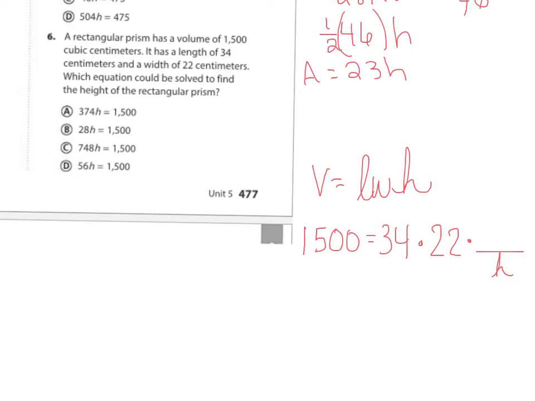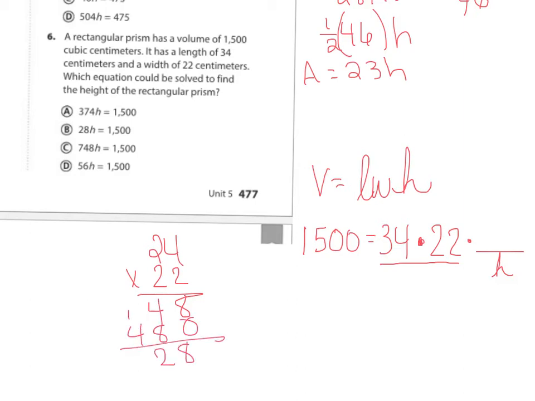So how do you find a missing number in a multiplication problem? We have to divide. Before we divide, let's see how close we are so far. So 24, let's go ahead and do that multiplication, times 22. Is 528.